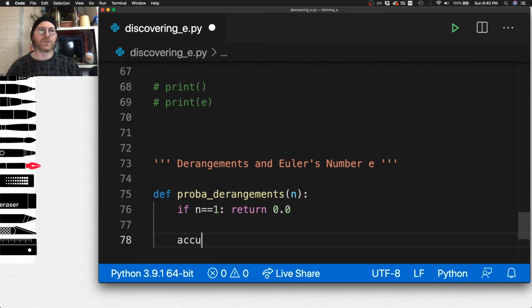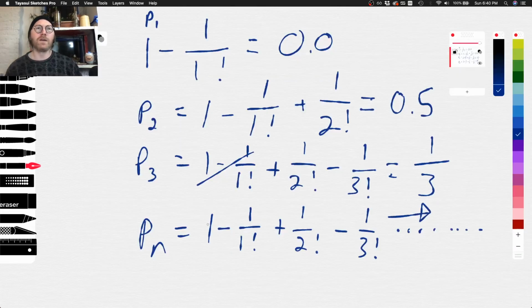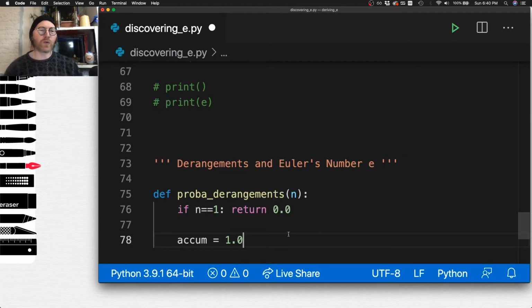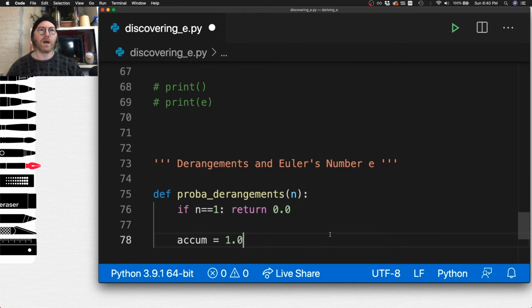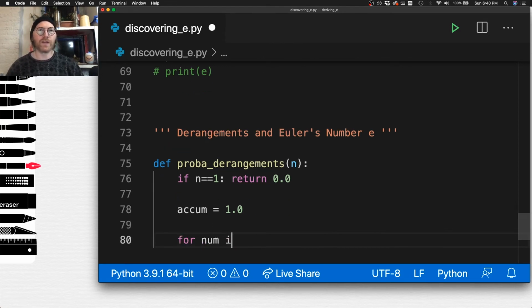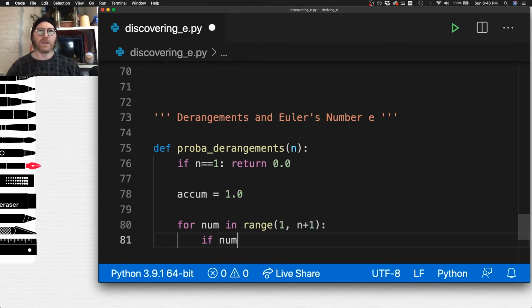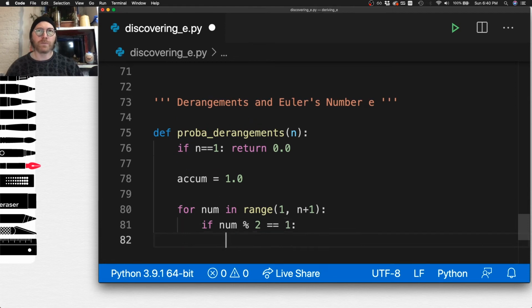And then we're going to set an accumulator. And I'm going to set that accumulator to 1. And that's based on this right here, right? We're starting at 1. And I'm going to write a procedure that's going to take us from the left of this probability of n derangements moving to the right, okay? So with that accumulator set, I'm going to say for the number in range 1 to n plus 1, if the number is odd, so if num modulo 2 is 1, the accumulator is going to be reduced by 1 over the factorial of the number.